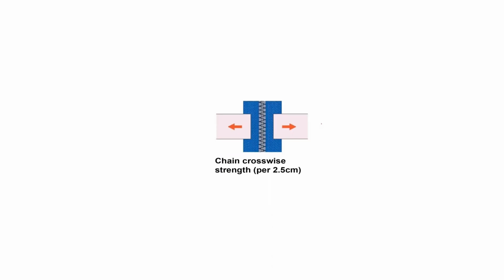Now students, what is this in the figure? What is happening in the zipper? Can you recognize this? This is nothing but what we are trying to evaluate here, the crosswise strength of the zipper assembly. So chain crosswise strength is very, very important here.